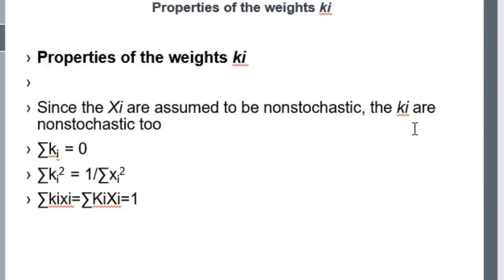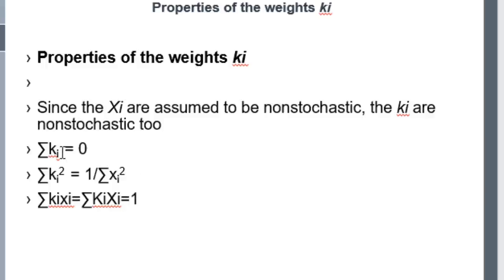Some of the important properties of this ki are given here. The first property is that sigma ki equals 0. The second is that sigma ki square equals 1 by sigma xi square. And the third property is that sigma ki xi equals 1. These are important features of this function: sigma ki equals 0, sigma ki square equals 1 by sigma xi square, and sigma ki xi equals 1. These are the properties of the weights ki.